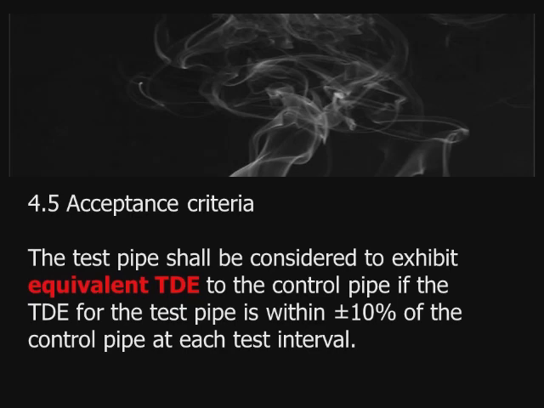If the ratio of your test pipe is within 10% of the control pipe, then it's said that the test pipe has the thermal distribution efficiency equal to that of the PVC pipe with R10 insulation. Now let that sink in for a minute, okay?